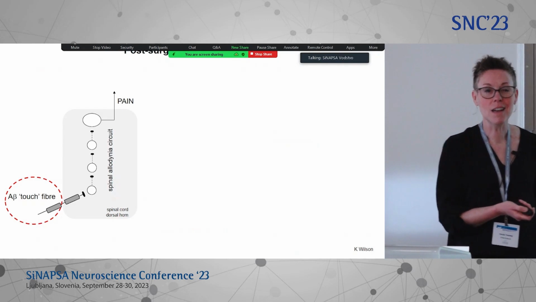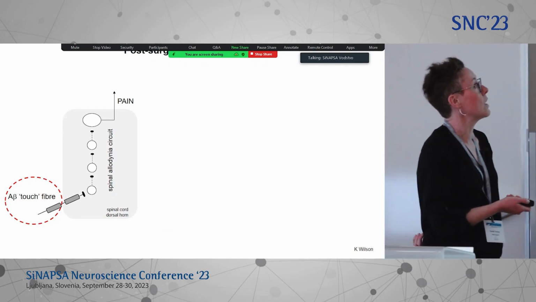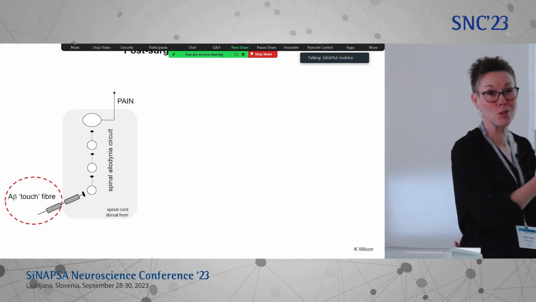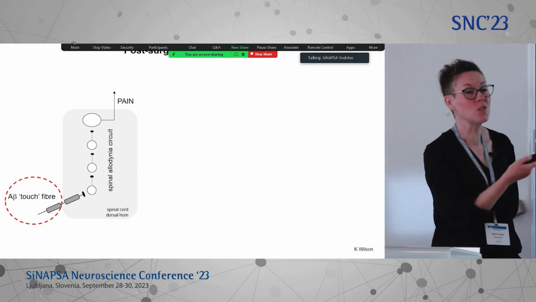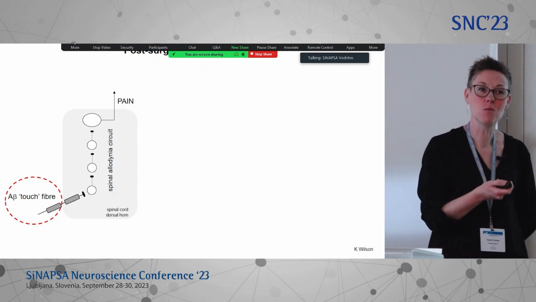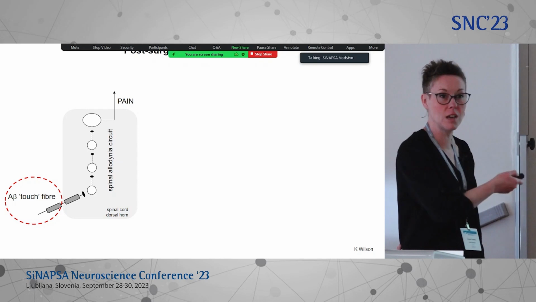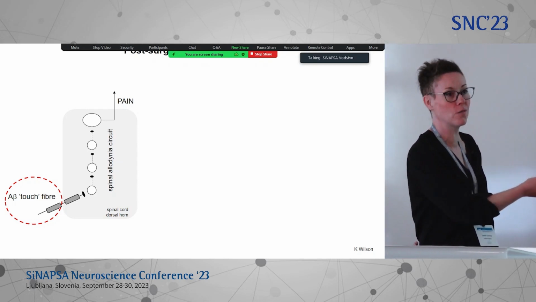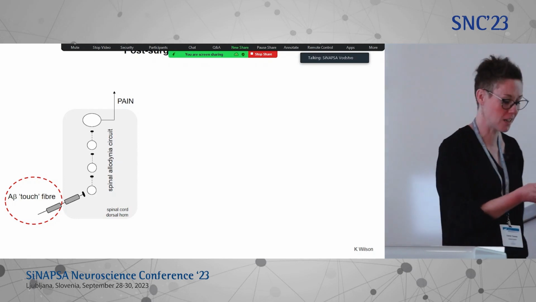So lastly, I'd like to tell you about some of our more recent work, and if you could read the title, it says post-surgical tactile pain. So in this study, we focused on the A beta touch fibers that provide the tactile drive to these spinal allodynia circuits.